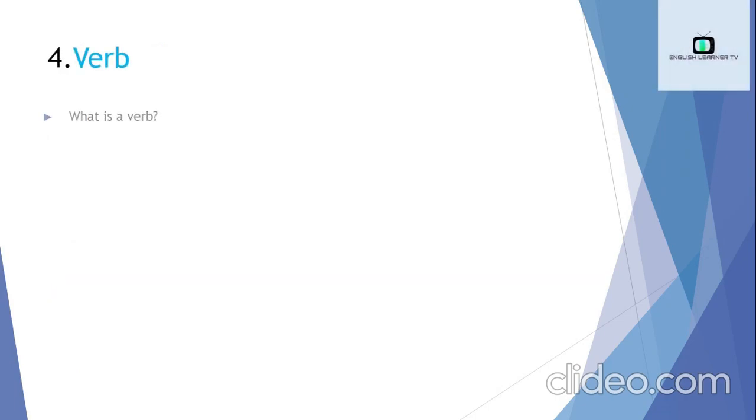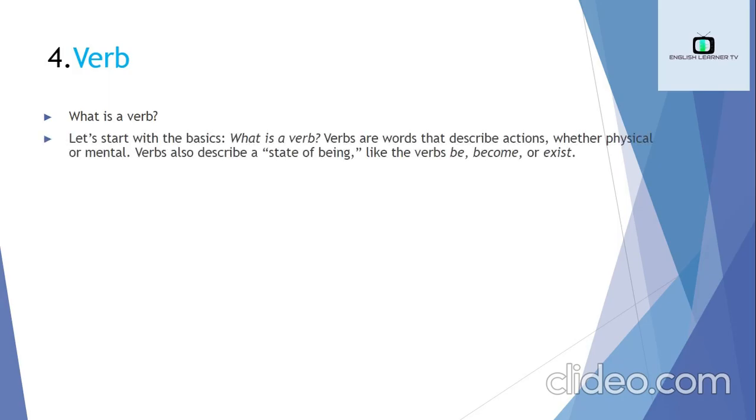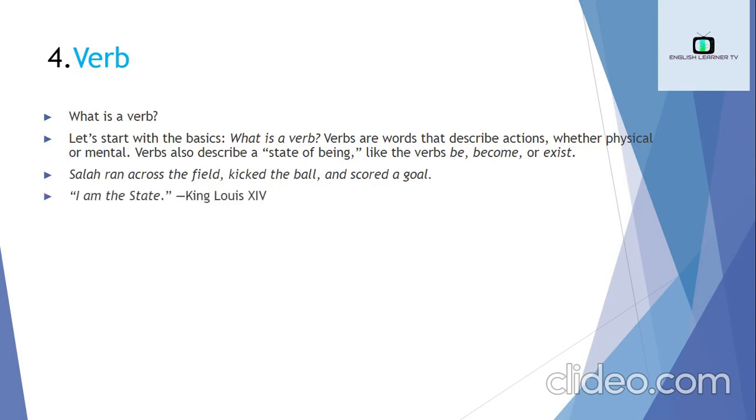Four, verb. What is a verb? Let's start with the basics. Verbs are words that describe actions, whether physical or mental. Verbs also describe a state of being, like the verbs be, become, or exist. Salah ran across the field, kicked the ball, and scored a goal. And the state: King Louis XIV.